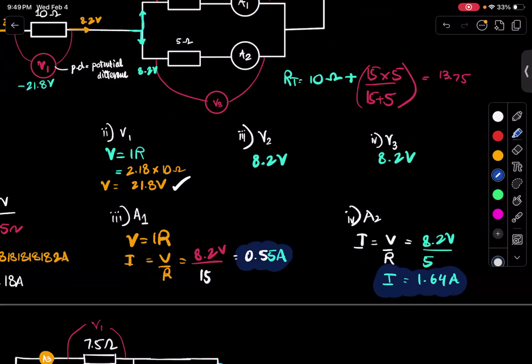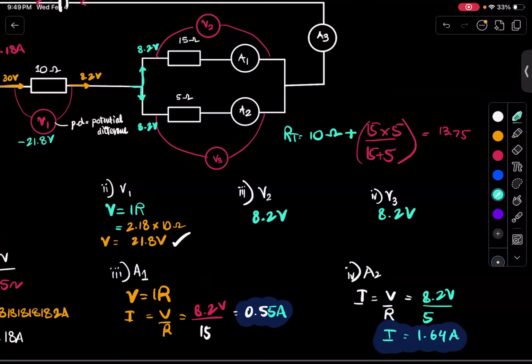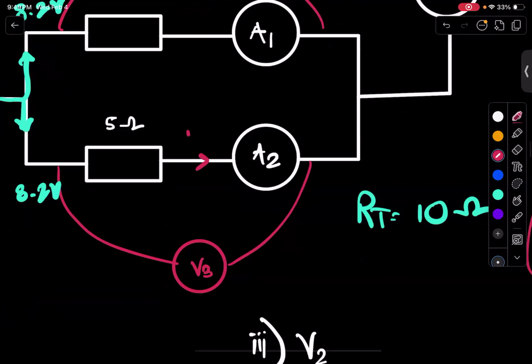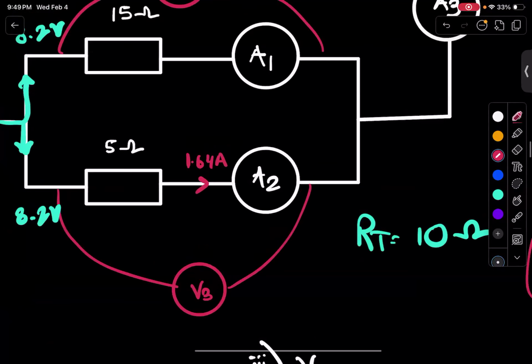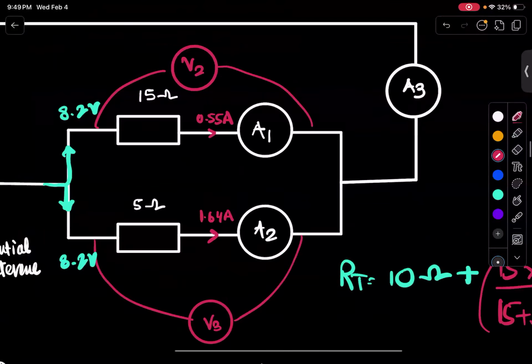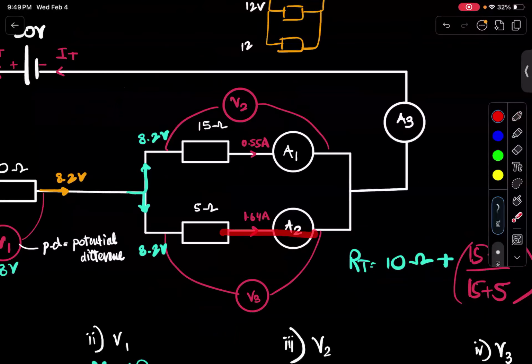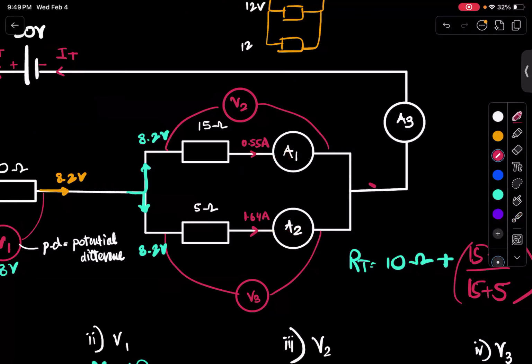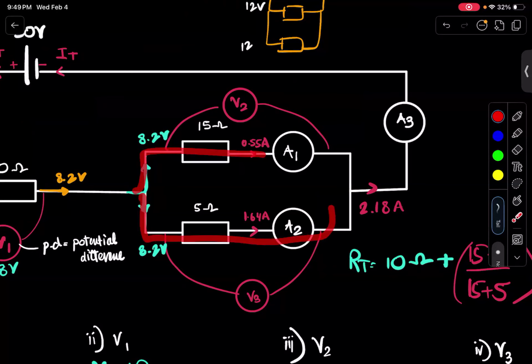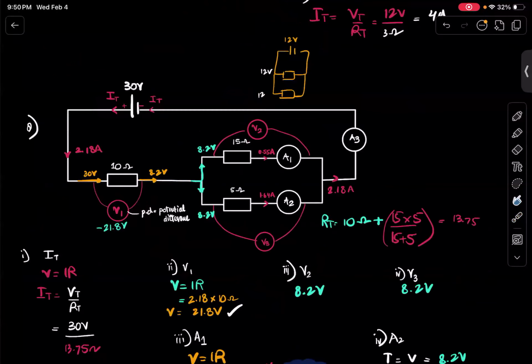And by the way, you can even check. So this is 1.64 ampere, and this was 0.55 ampere. If you add them up, it will give you back 2.18 ampere, because the current cannot be lost, right? The total current exiting the junction should equal the total current entering the junction, right?